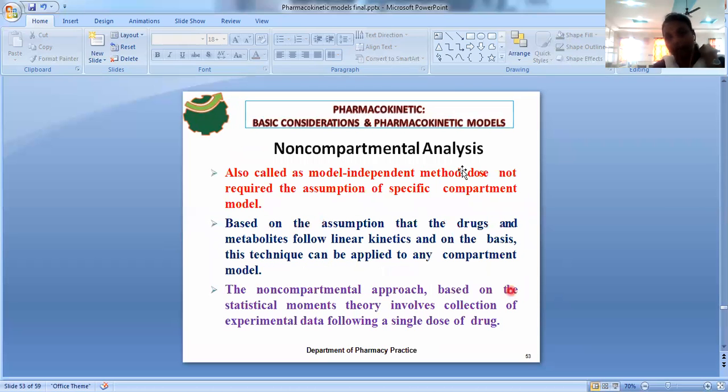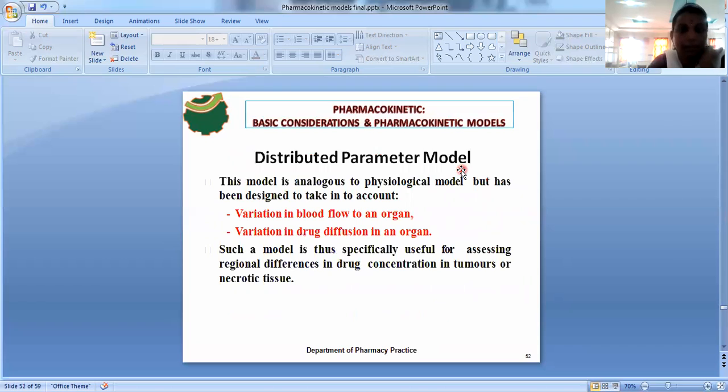And the distributed parameter model. What is the distributed parameter model? This model is analogous to the physiological model, but it has been designed to account for what you are considering, that is blood flow rate and perfusion rate limitations only. Here there are variations in the blood flow to the organ and variations in the diffusion for each and every organ. Some blood flow will be there, and at the same time some permeation and diffusion characteristics will be there. If the blood flow variation takes place, what will happen?